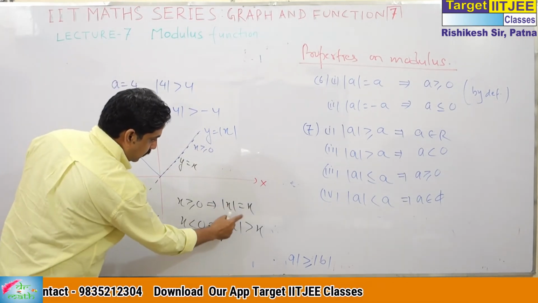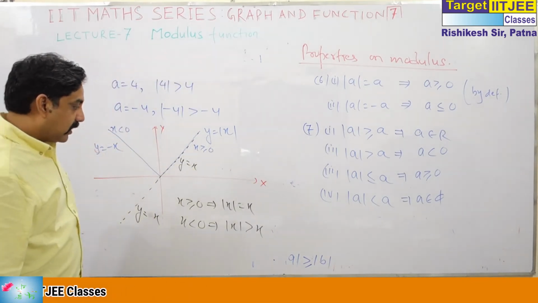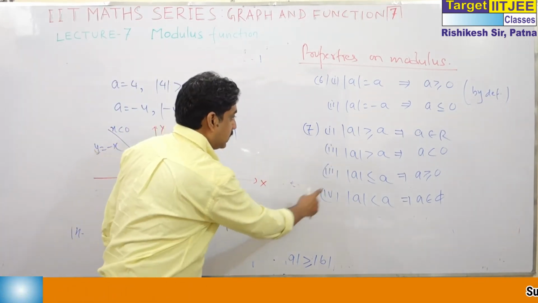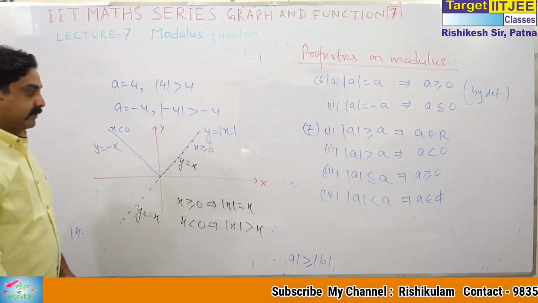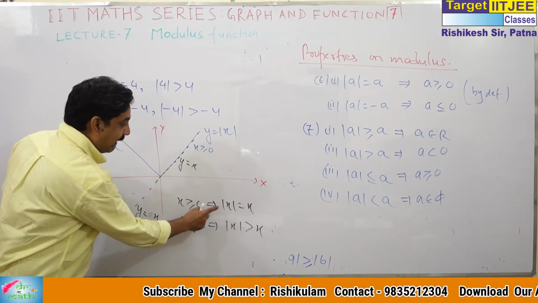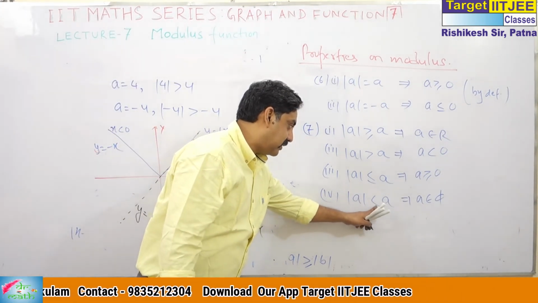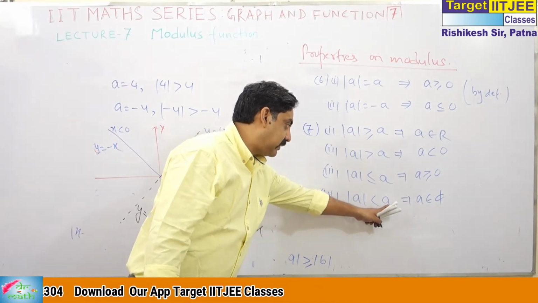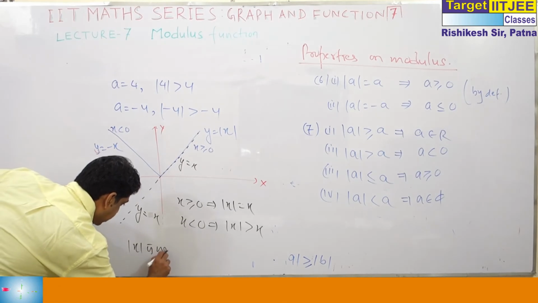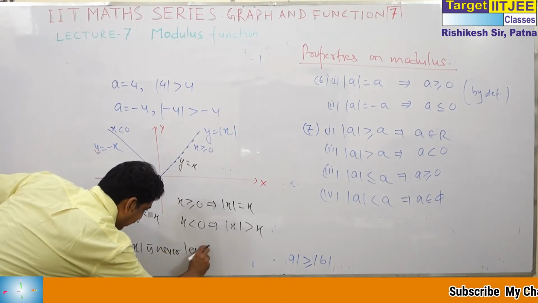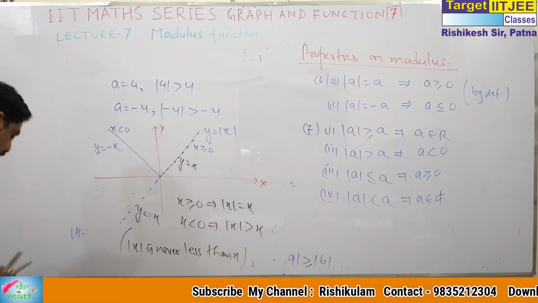Mod A is greater than or equal to A always, for these two conditions. For mod A less than A, you can see less than or equal to 0 is never satisfied. Mod x is never less than x. It cannot be. So this is not true.